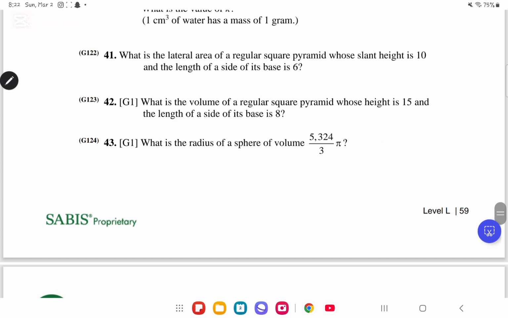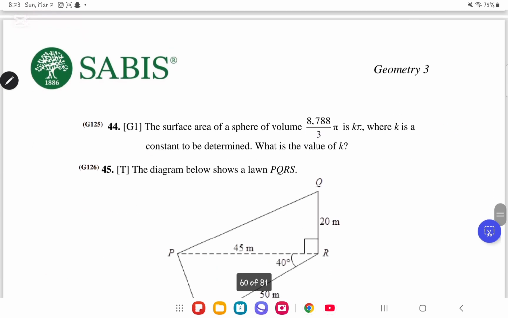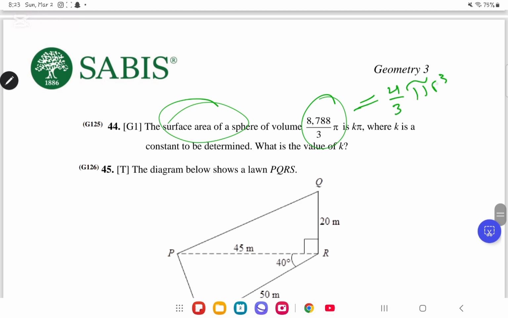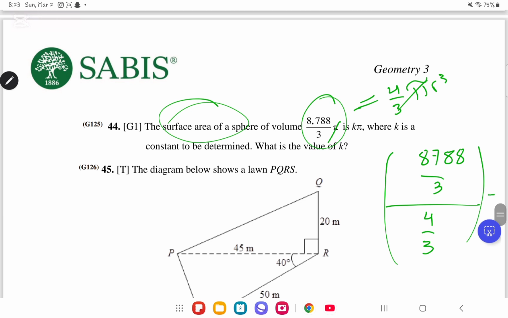So we finished number 43. We'll move on to 44, because these are recommended from 42 until 44. They need us to find the surface area of a sphere given its volume. You know that the volume of a sphere is 4/3 pi r to the power of 3. So it is 8788 over 3 divided by 4 over 3. Why? Because we cancel pi and pi. It's equal to r to the power of 3. So r to the power of 3 is then equal to 2197. So then r is equal to 13.